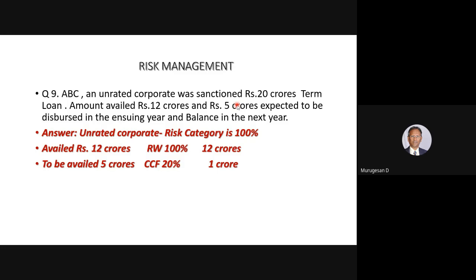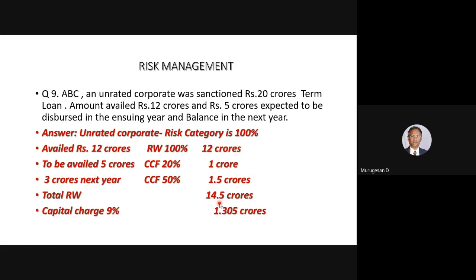Now how much is remaining? 20 crore limit, 12 crore already availed, 5 crore to be availed, so 17, another 3 crore is there. For the 3 crore, 50% CCF we have to give. Though he is eligible to draw another 3 crore, not immediately, he is going to do it in the ensuing year. So the CCF assigned will be 50, so the 50 means 1.5. So the total risk weighted assets will be 12 plus 1 plus 1.5, 14.5, and 9% of this is the capital needed.